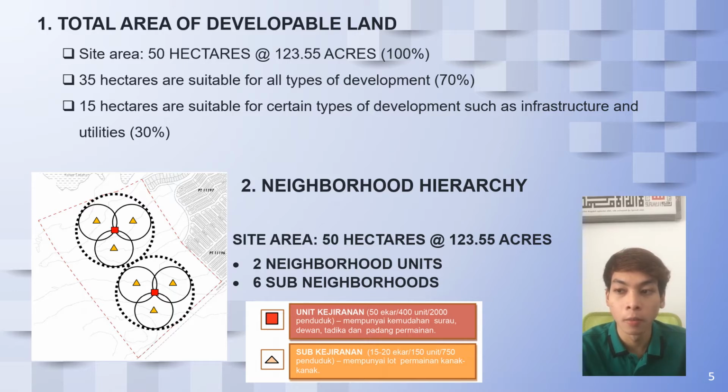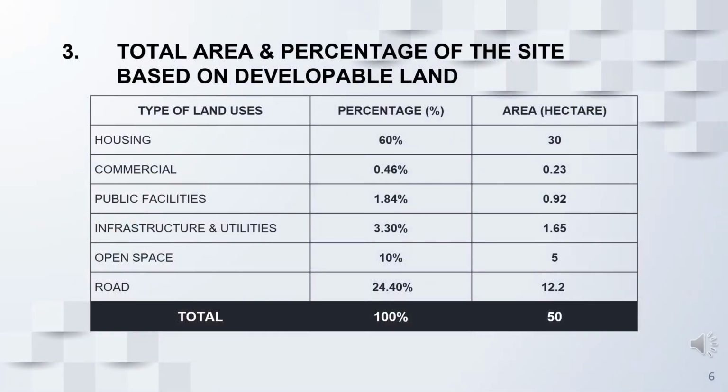Neighborhood hierarchy. 2 neighborhood units and 6 sub-neighborhoods can be accommodated in the site. Total area and percentage of the site based on developable land.